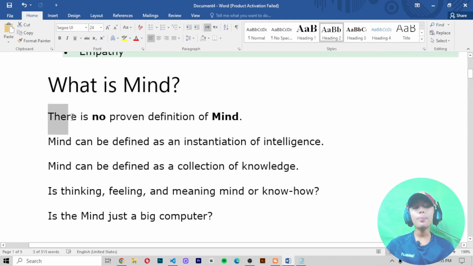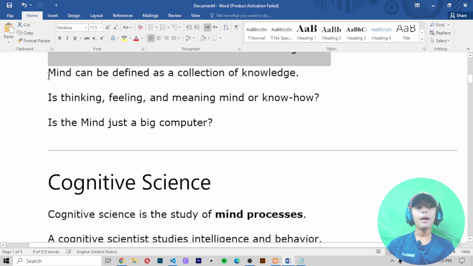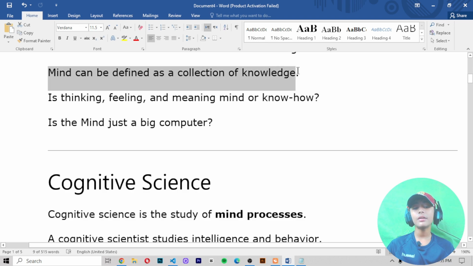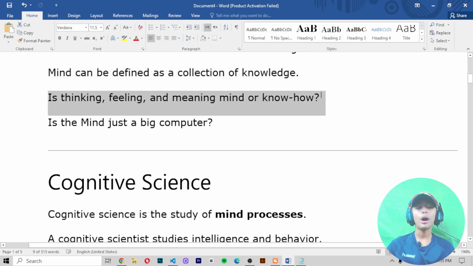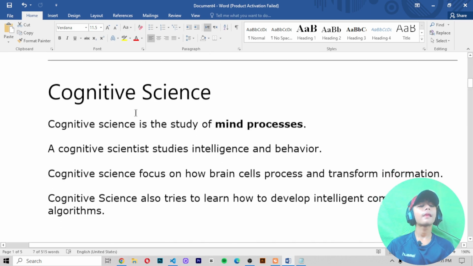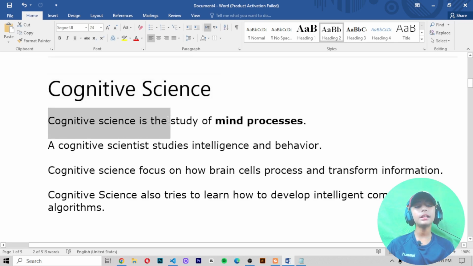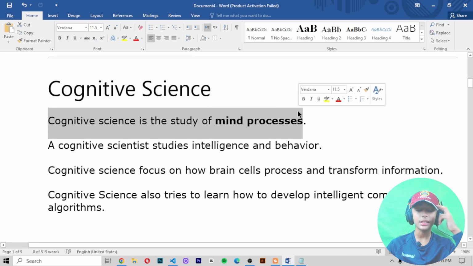First of all, what is mind? There is no proven definition of mind. Mind can be defined as an instantiation of the intelligence. Mind can be defined as a collection of knowledge, thinking, feeling, meaning, or know-how. Is the mind just a big computer? Cognitive science is the study of the mind's processes.